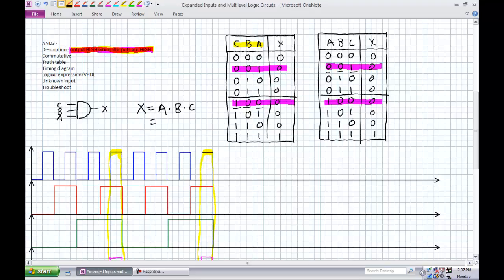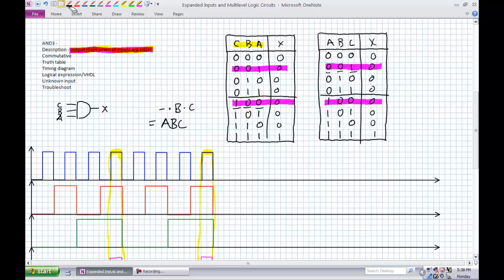And due to commutative property, I could do C, B, A. I could do B, A, C. It doesn't matter as long as they're Boolean multiplied together. Speaking of Boolean multiplication, do I always need that dot notation? No. I can say A, B, C.